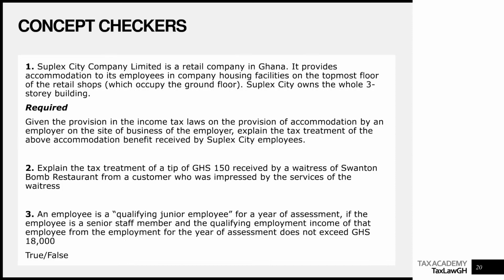So this brings us to the end of part 2 of employment income taxation. We'll continue in the next session.